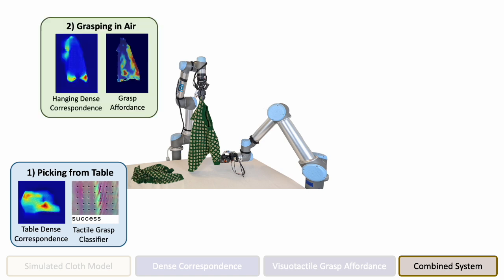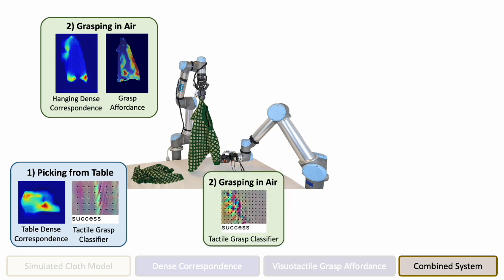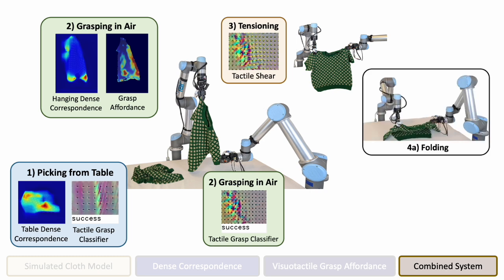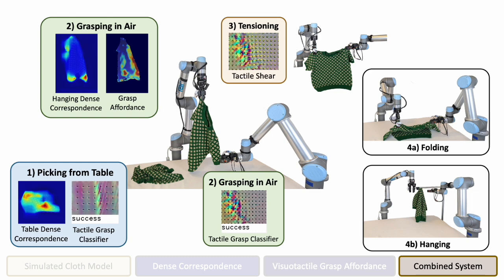We pick a second point in air using dense correspondence, but now we include grasp affordance to ensure the point is actually graspable. Once again, our tactile classifier lets us know if the grasp was successful. If the grasp didn't get enough fabric, the robot tries again. Once we have 2 grasps, we can tension the shirt with tactile feedback. And finally, we can either fold or hang the shirt on a peg.